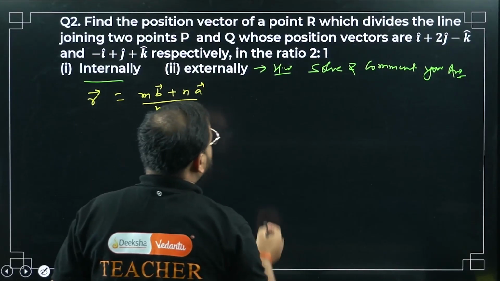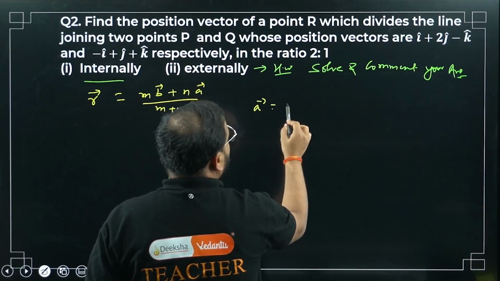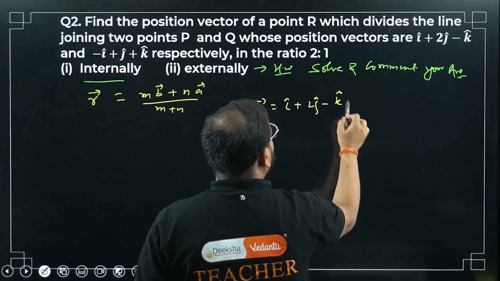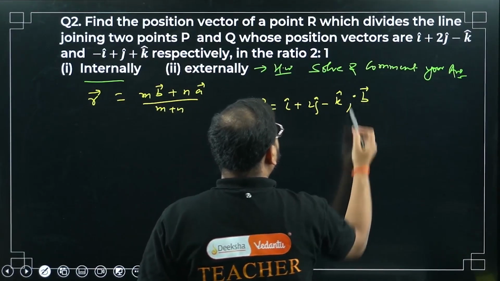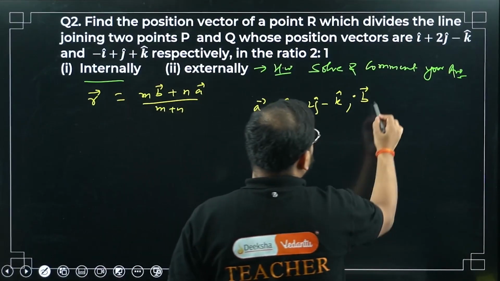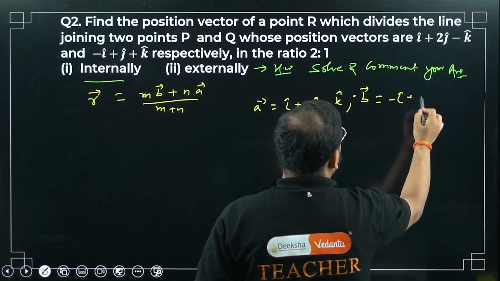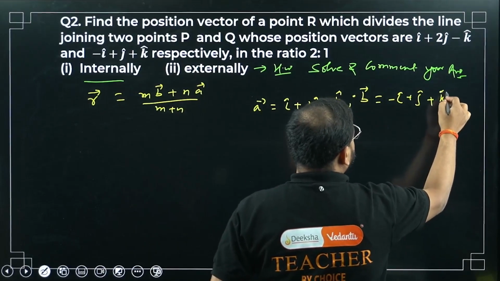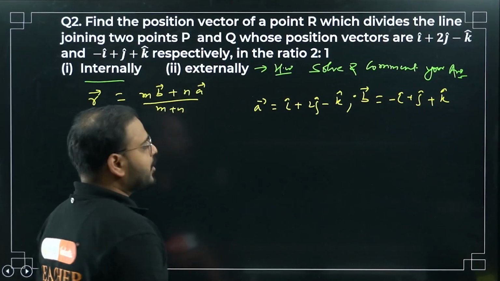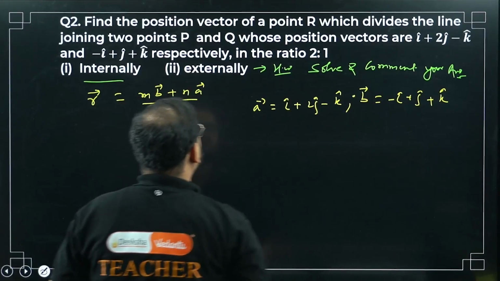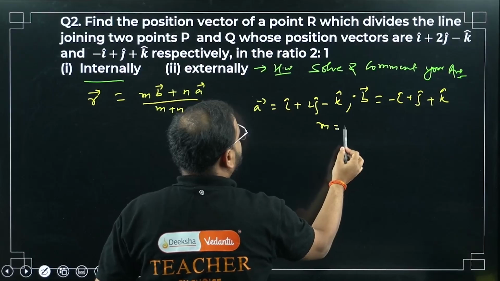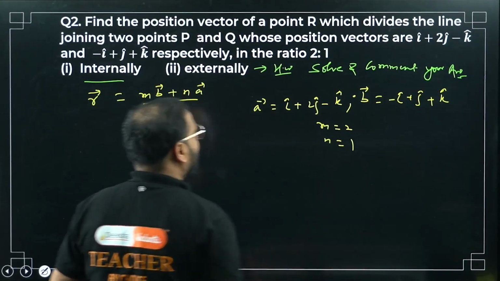Let's write the vectors first. What is my vector A? Vector A is i cap plus 2j cap minus k cap, and vector B is what? Vector B is minus i cap plus j cap plus k cap. All right, now use this in this condition. What is M? M is 2, N is 1. Please check. M is 2, N is 1. Use it over here.